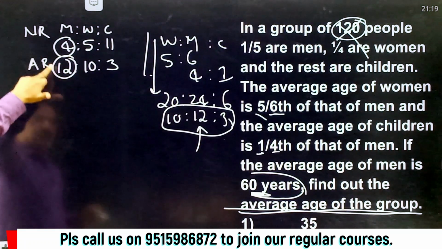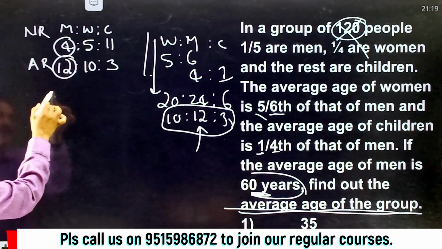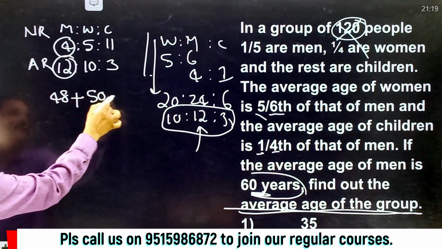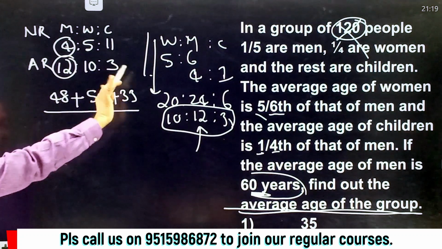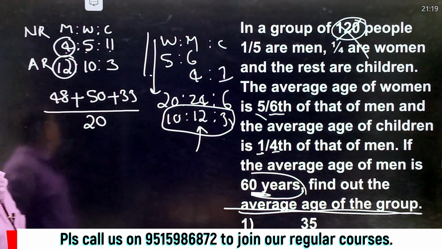That is number into age you have to do, isn't it? So 12 into 4, that is 48, plus 5 into 10, women 50, plus this is 33, divided by the total, which is 4 plus 5 plus 11. Already we know that one, that is 20.